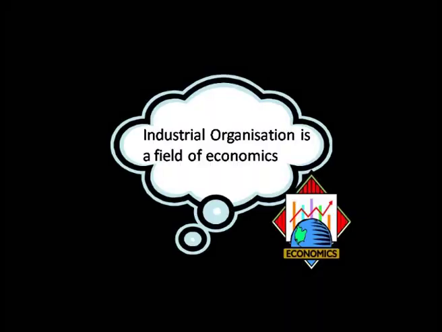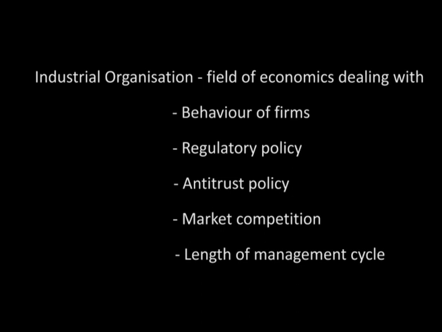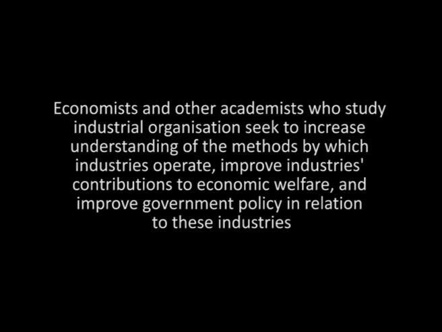So, hope you have got a clear picture of what industrial organizations are, its types, and the production process. In this chapter, you were enlightened with a detailed description of industrial organization. To summarize the description, it is a field of economics dealing with the strategic behavior of firms, regulatory policy, antitrust policy, and market competition. Industrial organization applies the economic theory regarding models of price to the industries. Economists and other academics who study industrial organization seek to increase understanding of the methods by which industries operate, improve industries' contributions to economic welfare, and improve government policy in relation to these industries.